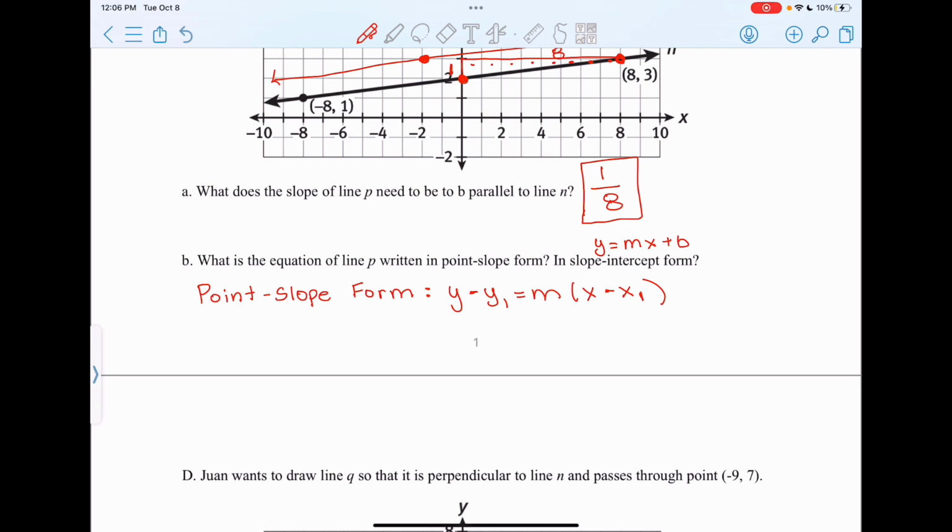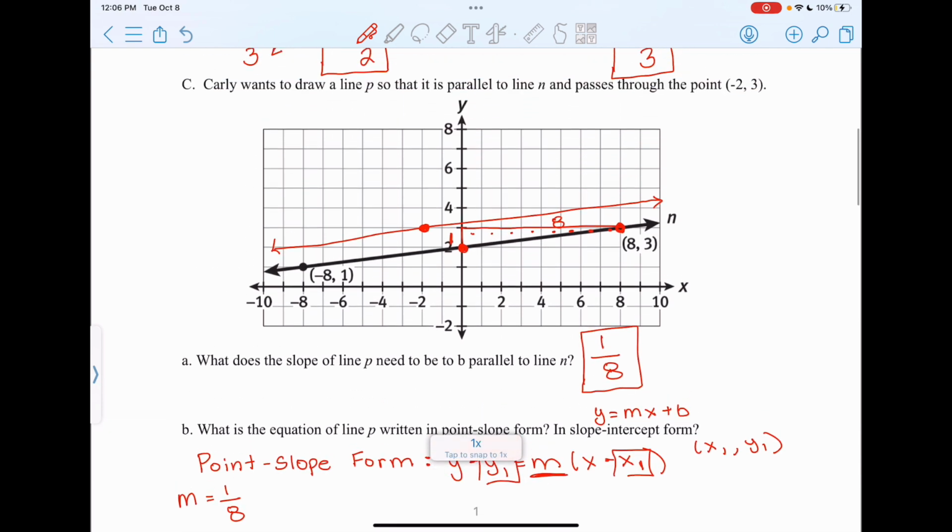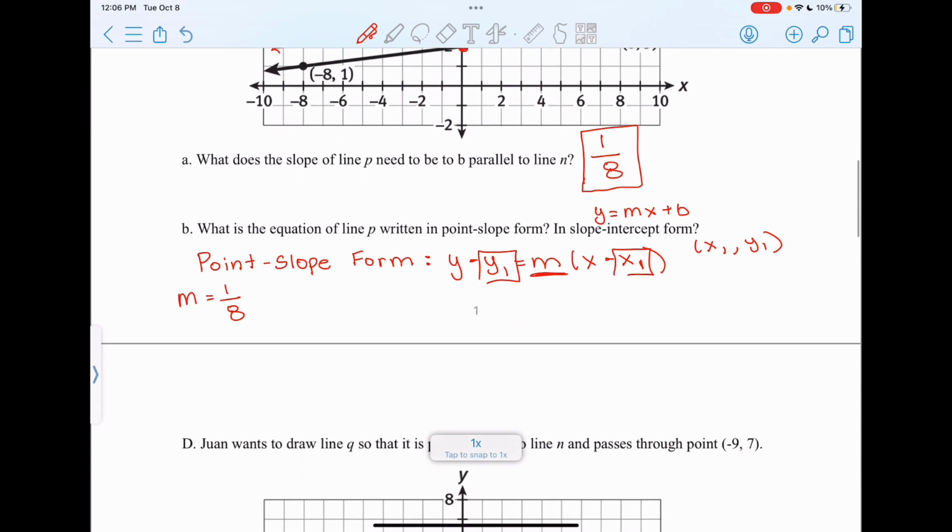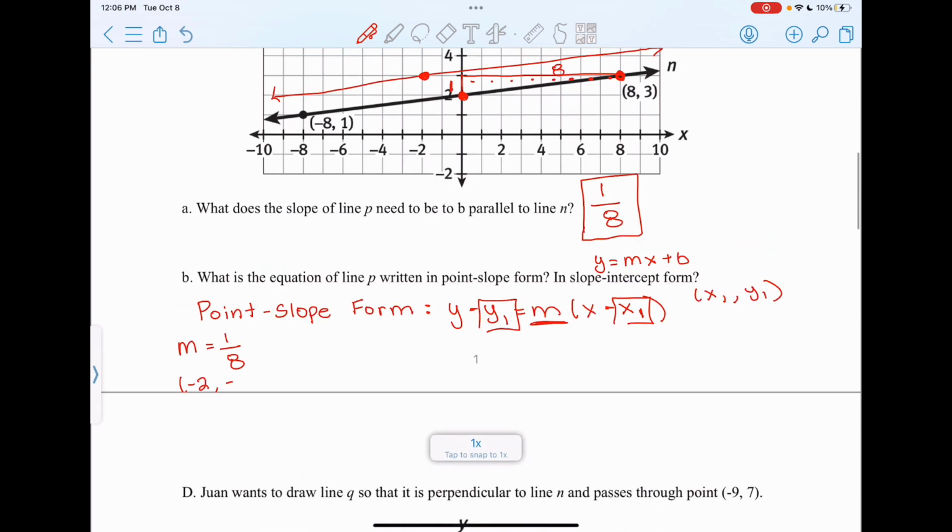In order to write point-slope form, I need to know the slope, which is m, and a point on the line. That point is x1, y1. So for example, we know that the slope of line P is going to be 1 over 8. So that is going to be our m value. And we were told that line P needs to pass through the point -2, 3. So that is going to be our point. So this will be x1 and y1. And so let's plug this in.